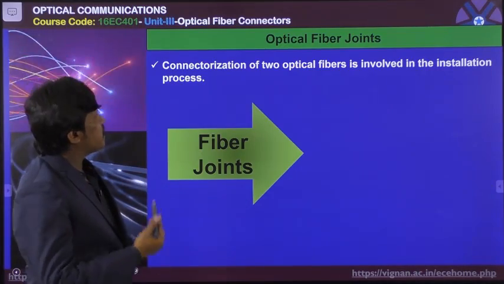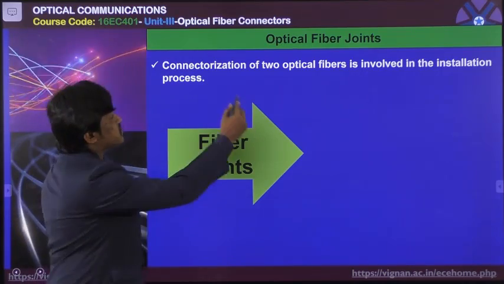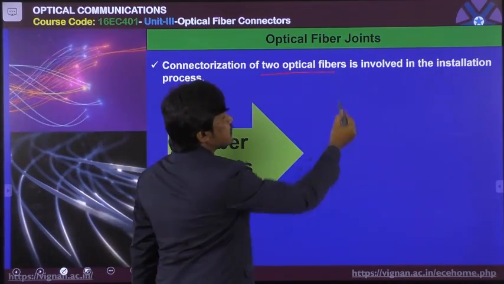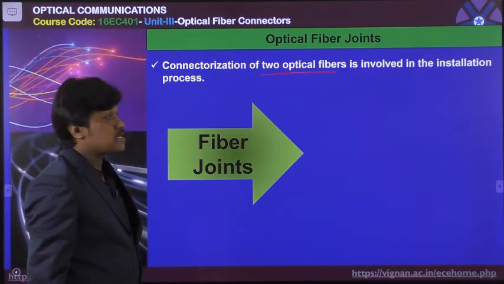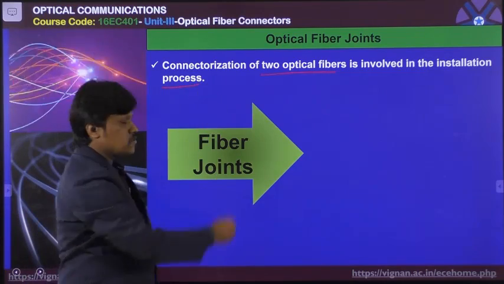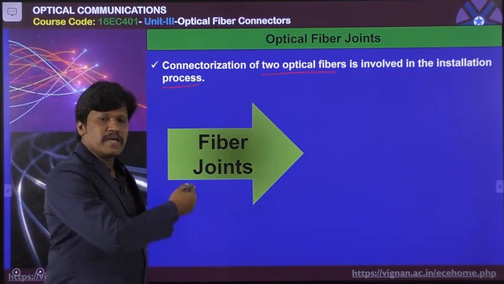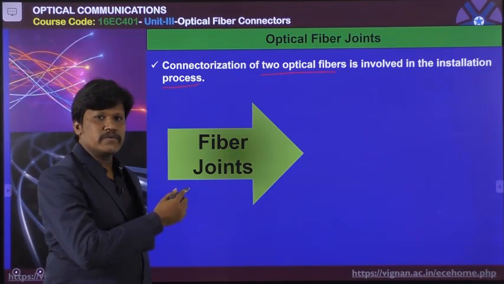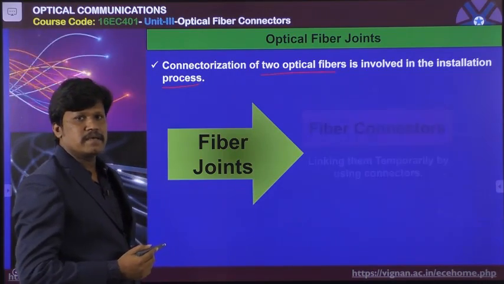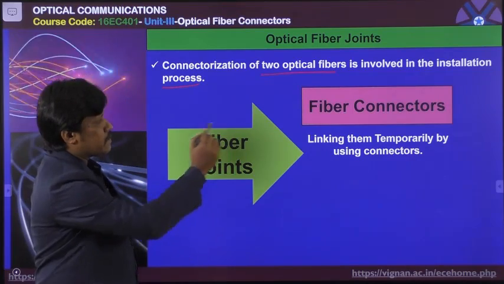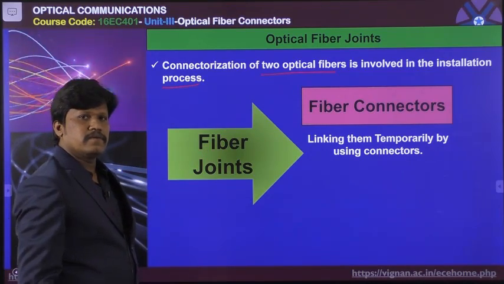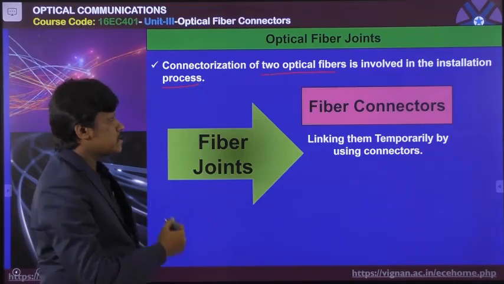These are the two important components we are learning in unit 3. And so optical fiber joints, connectorization of two optical fibers is involved in installation process. So the optical fiber joints can be categorized into two types. First one is fiber connectors.